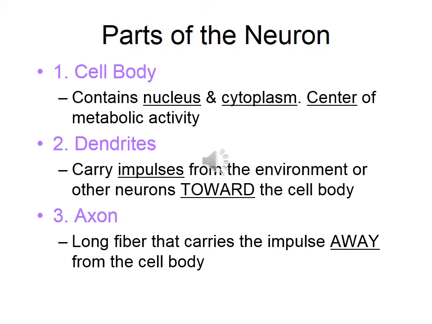So the cell body contains a nucleus, cytoplasm, the center of metabolic activity. So that's where the cell does everything that it needs to do in order to keep the other parts alive. Dendrites, those dendrites that are sticking up out of the cell body, they carry impulses from the environment or other neurons towards the cell body. So they bring stuff in. Dendrites bring stuff in. Axon. Axons are fibers that carry the impulse away from the cell body, so they carry it out. So that's a long fiber that carries the information out.